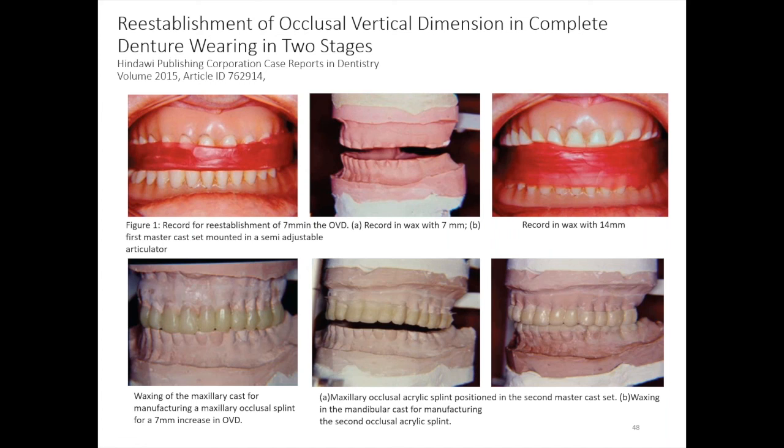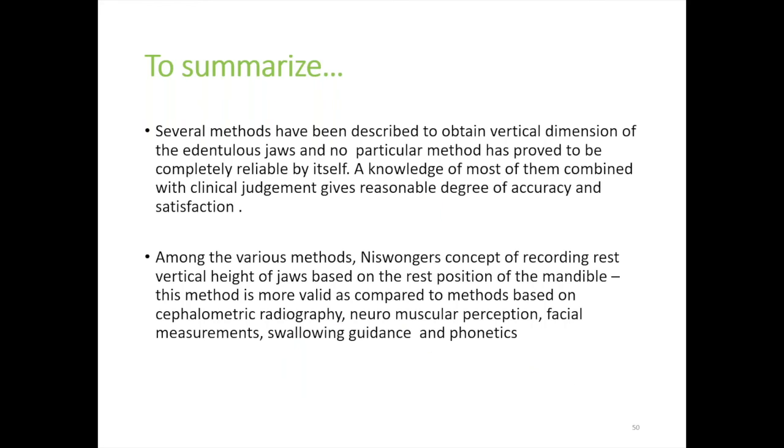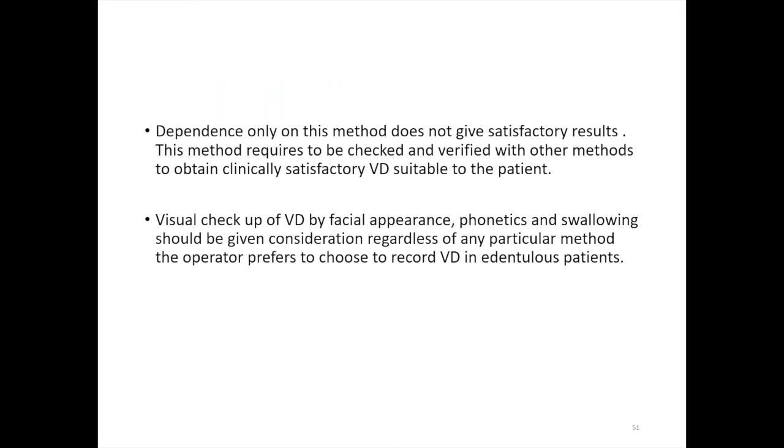To summarize, several methods have been described to obtain vertical dimension of the edentulous jaws, and no particular method has proved to be completely reliable by itself. A knowledge of most of them combined with clinical judgment gives a reasonable degree of accuracy and satisfaction. Dependence only on one method does not give satisfactory results. So this method requires to be checked and verified with other methods to obtain a clinically satisfactory vertical dimension suitable to the patient.